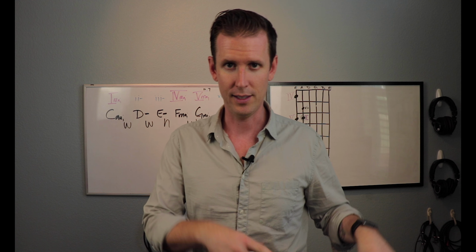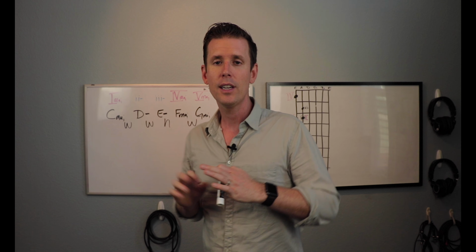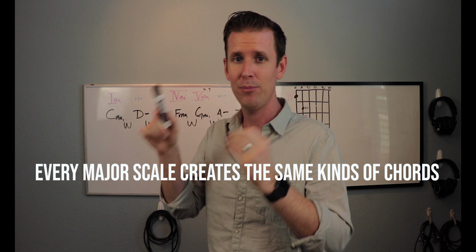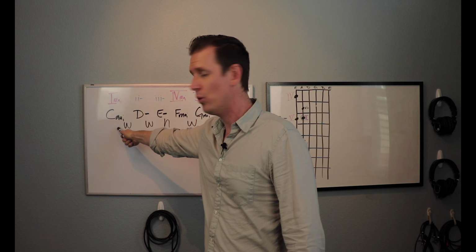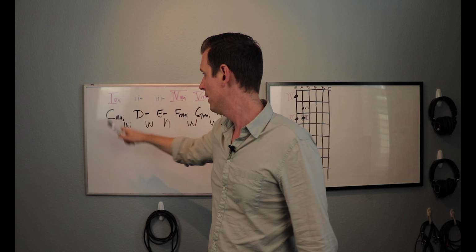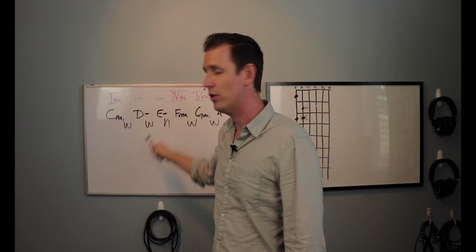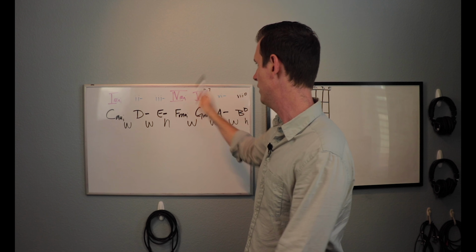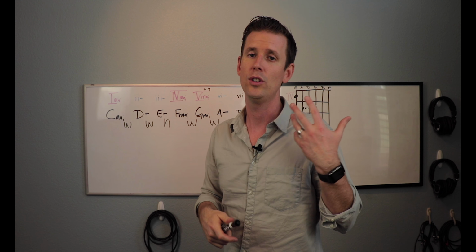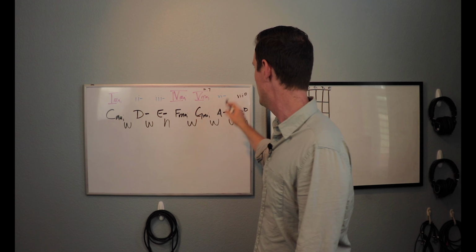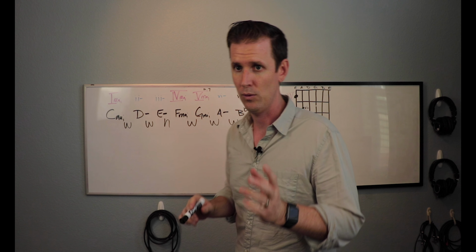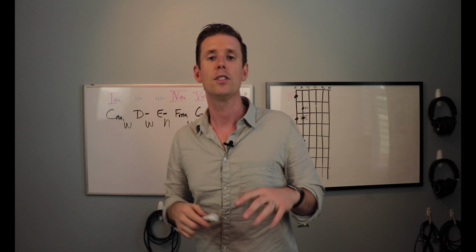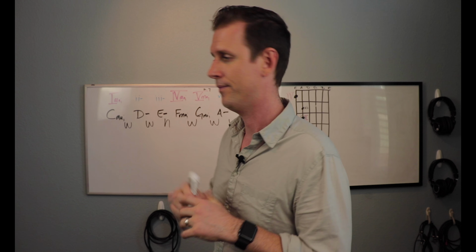Okay, put that aside. Fact number 2: every major scale produces the same kinds of chords in the same places. So the first chord will always be major in any major key. In any major key, the second and third will always be minor chords. In any major key, the fourth and fifth notes of that scale will produce the roots of major chords. The sixth note of the scale will produce the root of a minor chord, and the seventh, the last note of the major scale, will produce the root of a diminished chord.